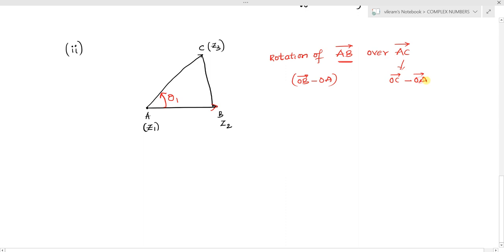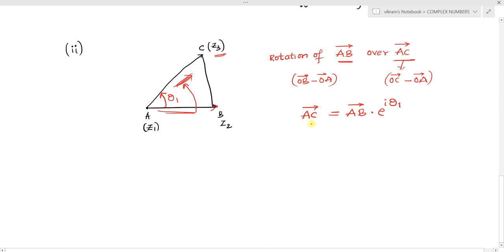Each complex number is represented by a position vector. A represents Z1, B represents Z2, and C represents Z3. Now we are going to obtain AC. AC equals the rotation of AB, rotated in the anti-clockwise direction with an angle, so e power i theta 1, to obtain the AC.